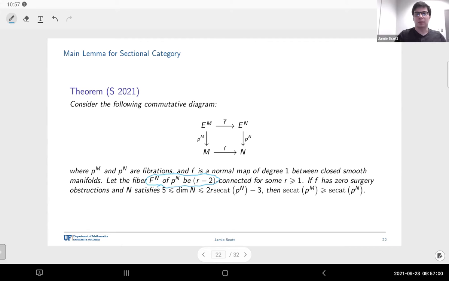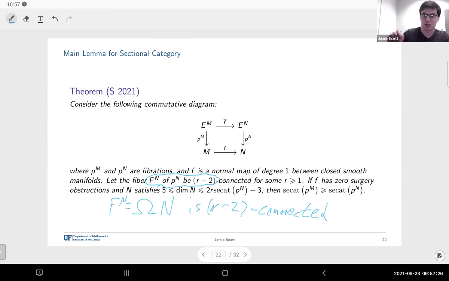And this applies to the result from before, because in the case of LS category, we had the loop space of N. So that was our FN in the case of LS category. And this is R minus two connected when N is R minus one connected, right? If and only if, actually. And so this is the same fiber that's used for topological complexity. And for higher topological complexity, we get something similar with a K minus one fold product there.